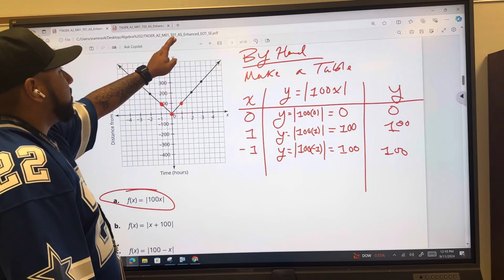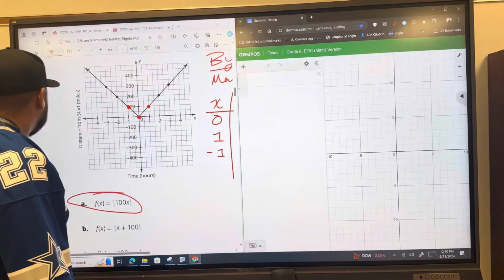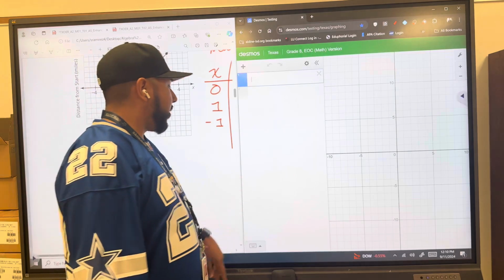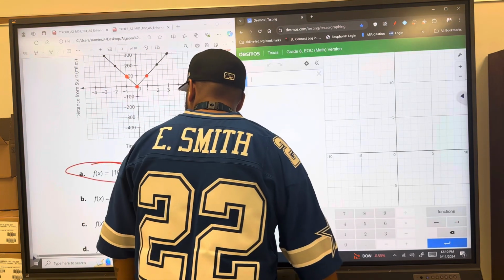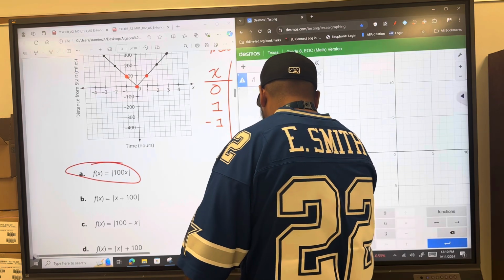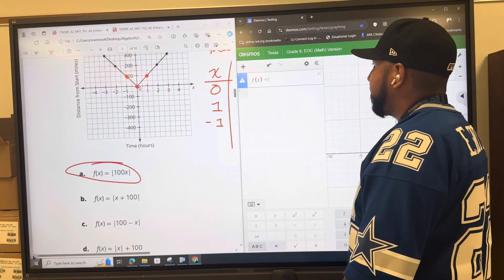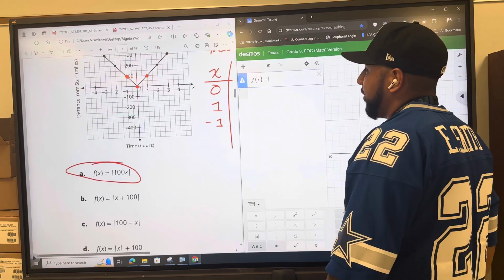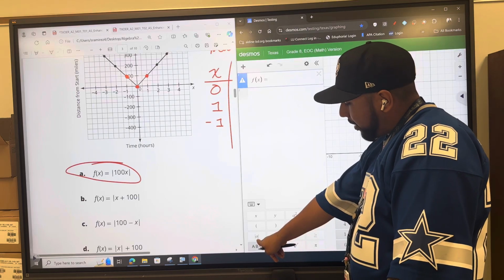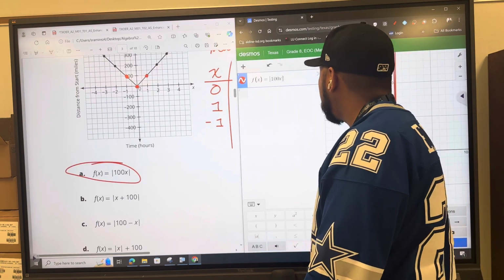Easier way, using Desmos. Get that function, type it right here. You have Desmos on your phone. Just Safari it, just Google it. It'll pop up. Make sure it's the Texas EOC version, just to make sure you're giving yourself the full benefit. Absolute value button is right here. 100x.